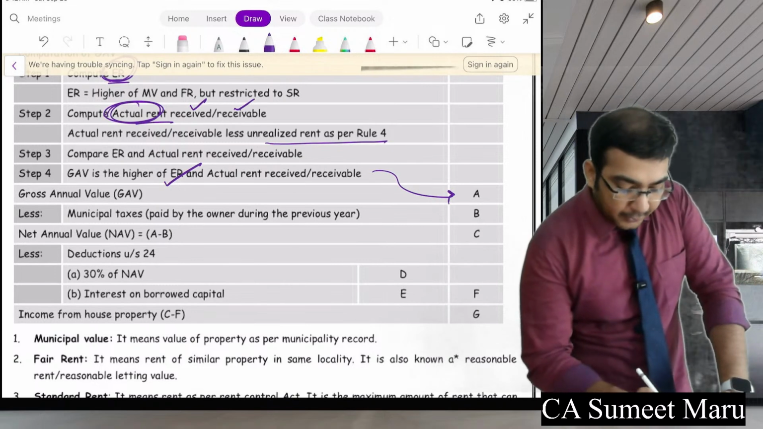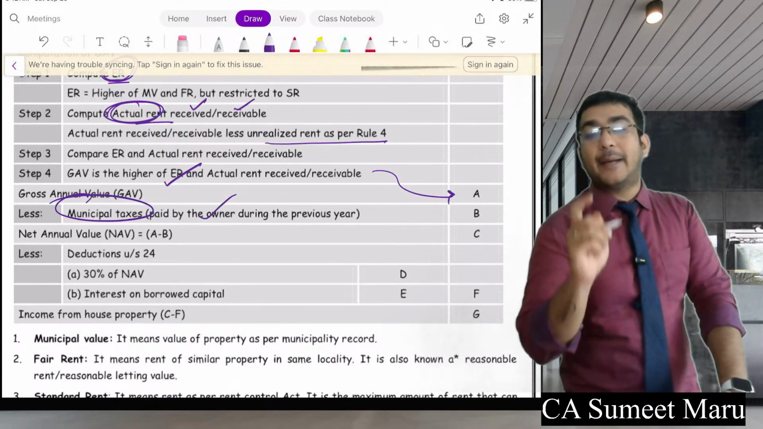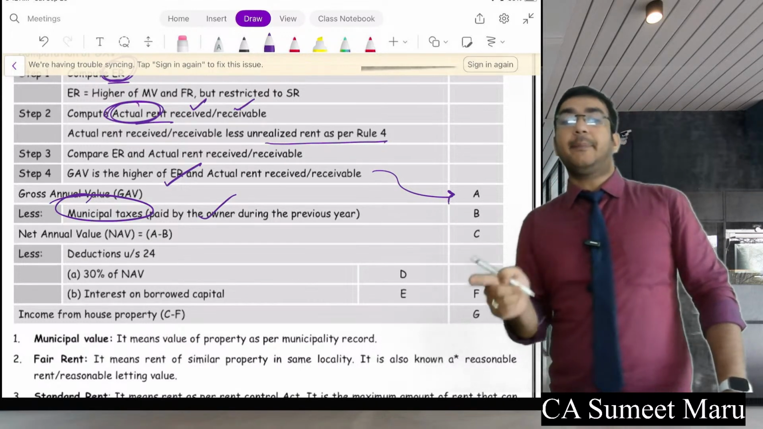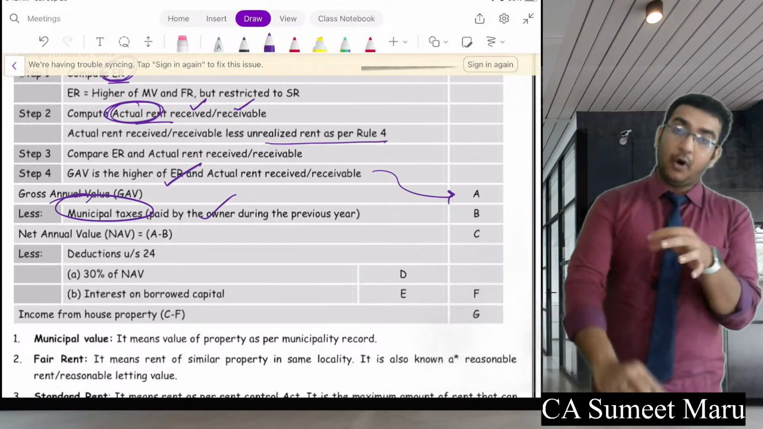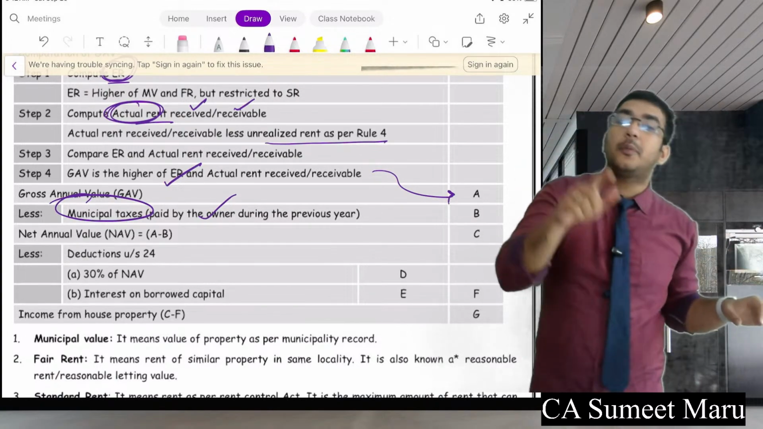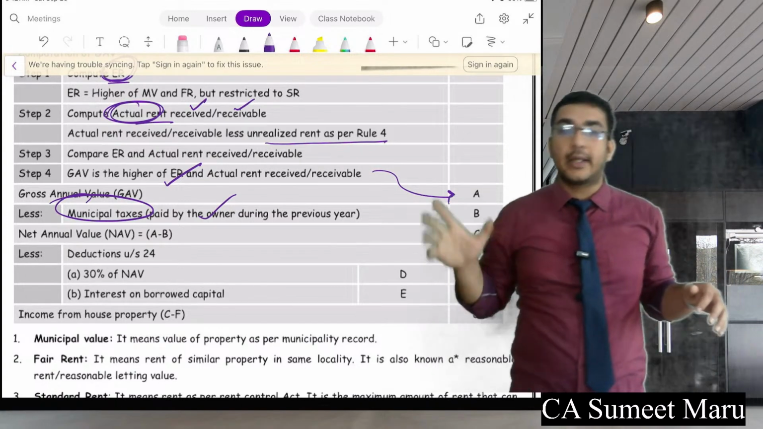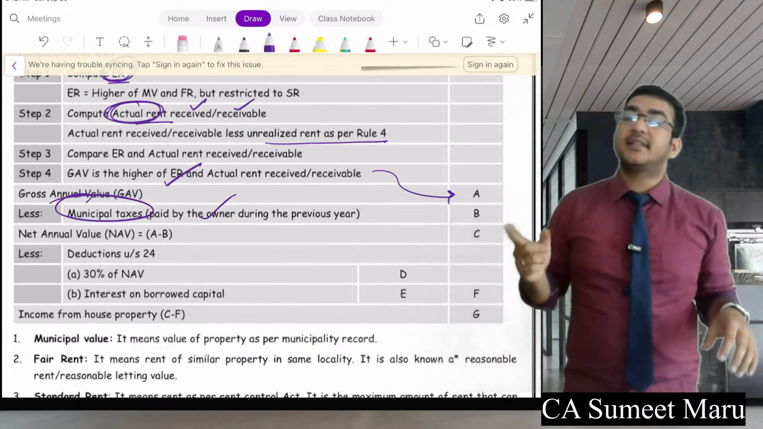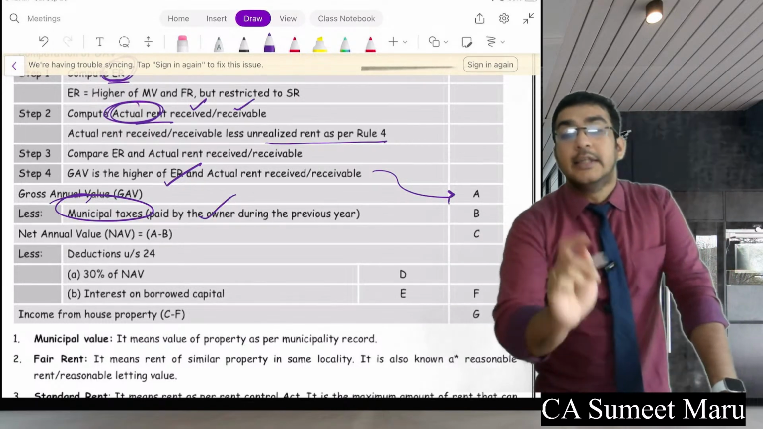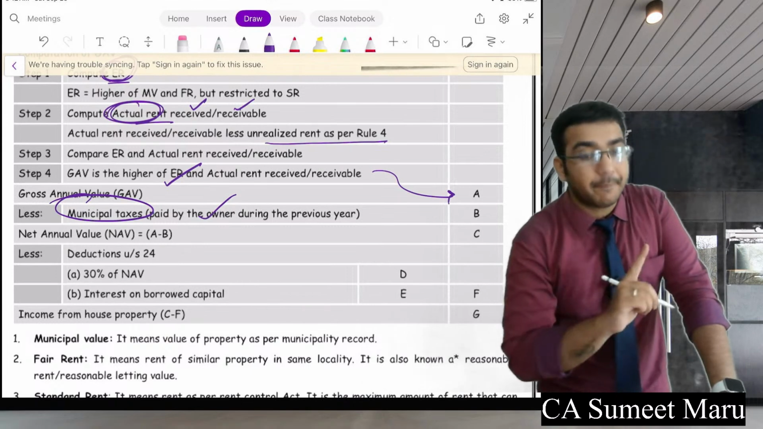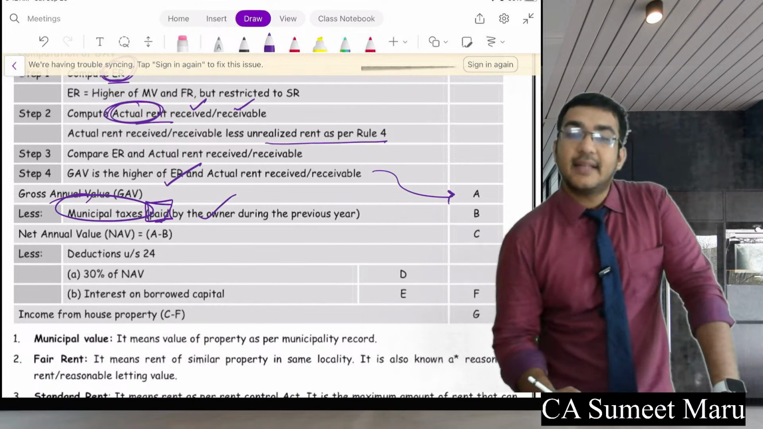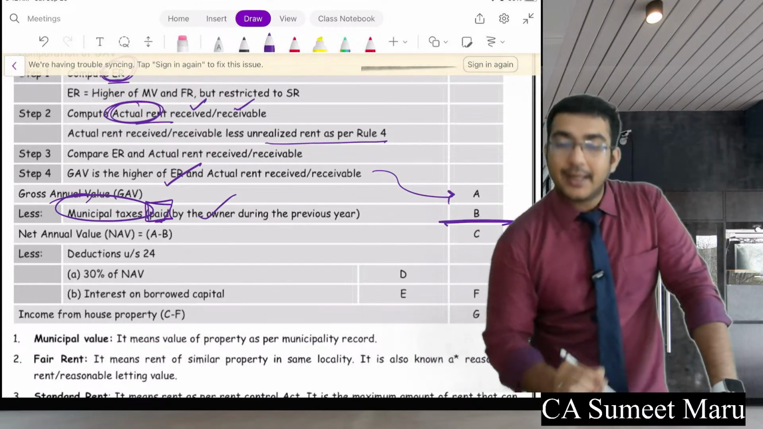From that you will subtract your municipal taxes which are actually paid by the owner, not the tenant, during the previous year. Even if he paid the last 10 years' tax this year, no problem, but he has to pay it during the previous year only. If he pays after the previous year, it is allowed in the next year, not this year. Whatever municipal taxes are paid, not payable, paid. And then will come your net annual value.